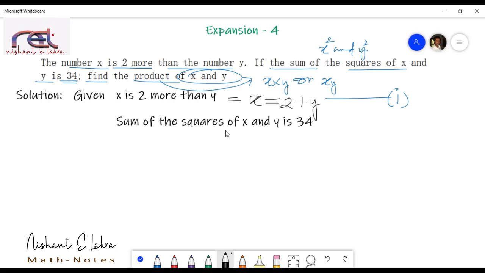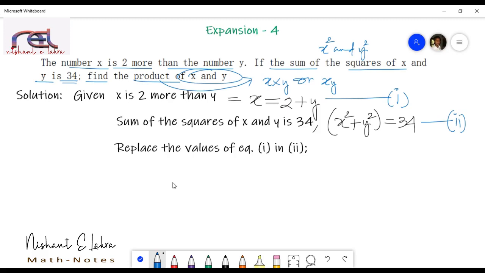What else is given? Sum of the squares of x and y is 34. That means x square plus y square is equal to 34, right? So this is the second equation. Okay, we'll write this as the second equation. So we have written down equation number 1 and equation number 2. Let us go ahead solving this problem.